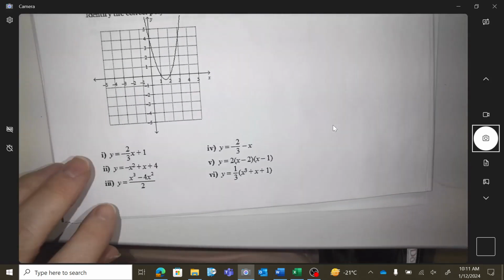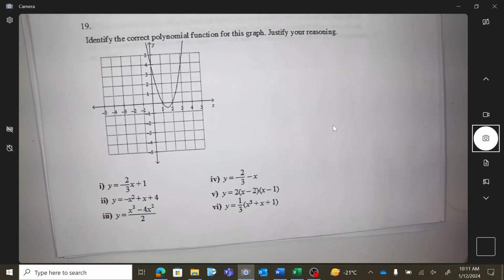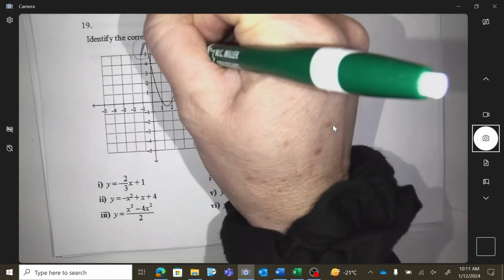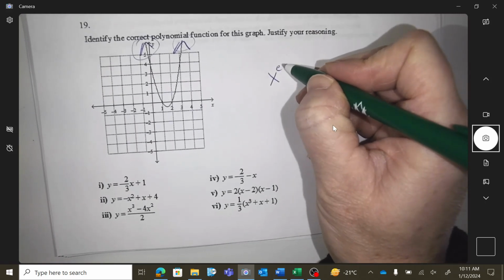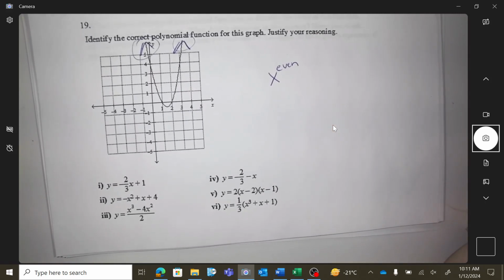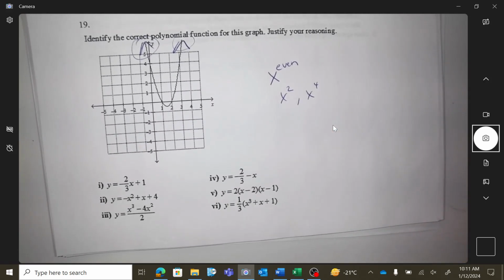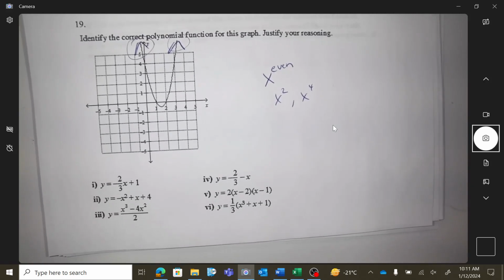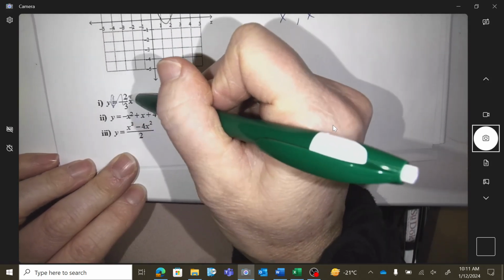Okay, what is the matching equation? Okay, so if I know that it's traveling up and up, I need something with an even degree, like an x squared or an x fourth. Okay, if they both travel in the same direction, it's even. So this one would just be an x, so it's out.